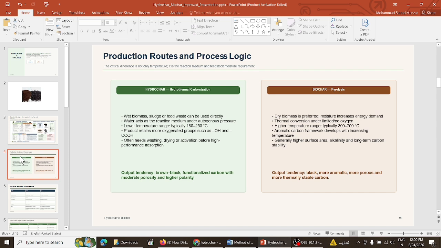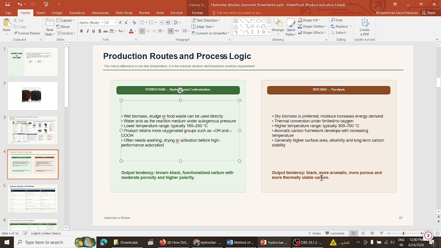Now if you see here the carbonization, it often needs washing, drying, or activation, while this needs higher surface area and alkalinity. It does not need washing after preparation, while this needs washing. And the output tendency is a brown-black functionalized carbon with moderate porosity and high polarity, whereas this is more aromatic, more porous, and more thermally stable.